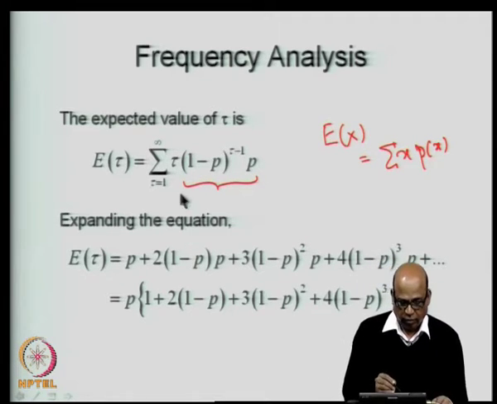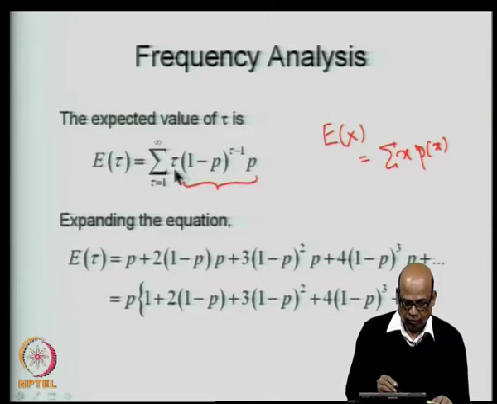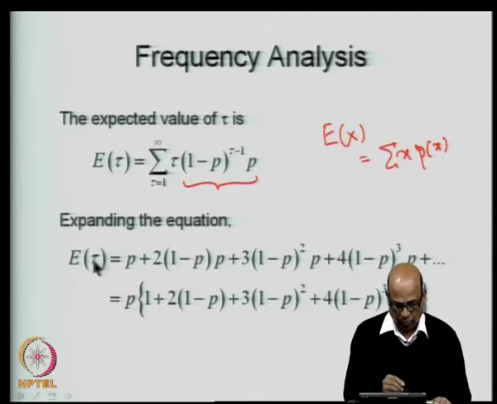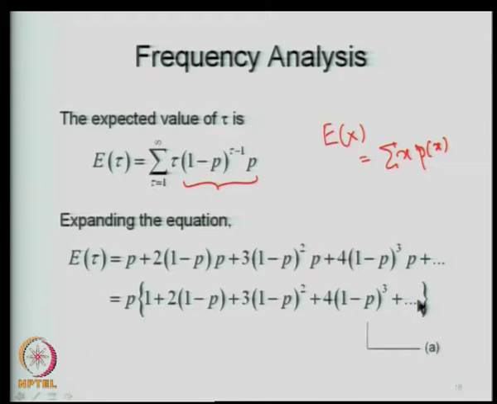If we expand the equation, for tau equal to 1, we put 1 into (1 minus p) to the power 0 into p, that is p. For tau equal to 2, we put 2 into (1 minus p) to the power 2 minus 1, which is 1, into p, plus 3 into (1 minus p) whole square into p, and so on. This is how we expand the expected value of tau, and we write it as p, taking it common, times (1 plus 2 into (1 minus p) plus 3 into (1 minus p) whole square, and so on). So, this is the expected value of tau.